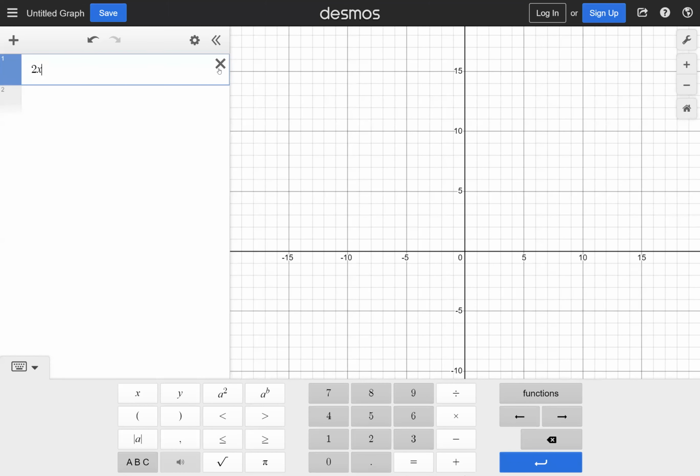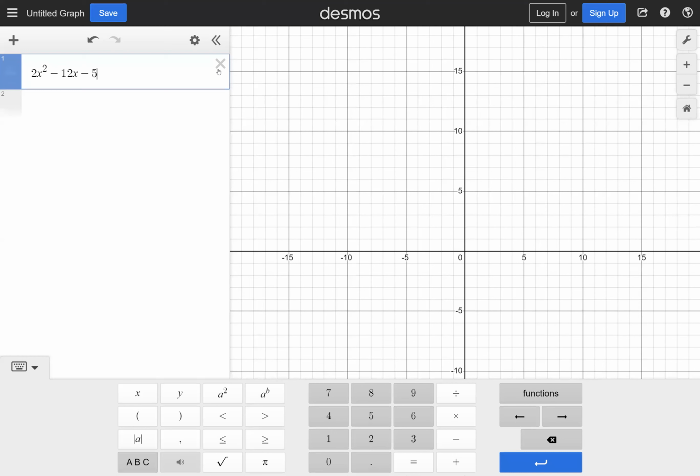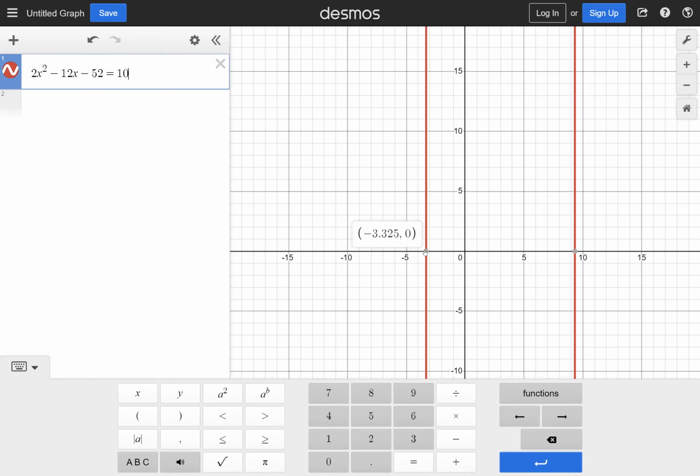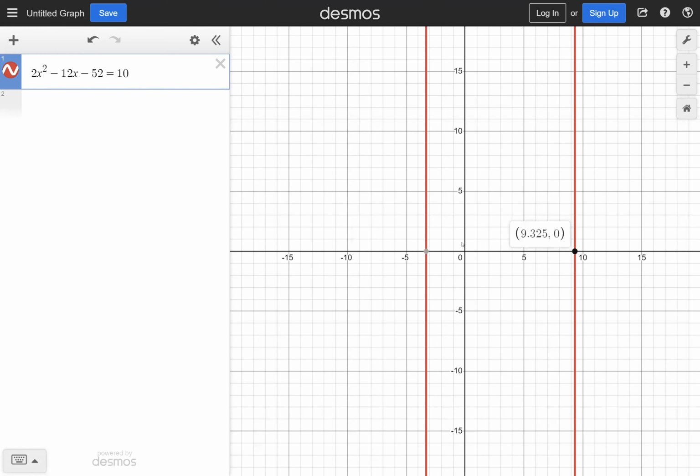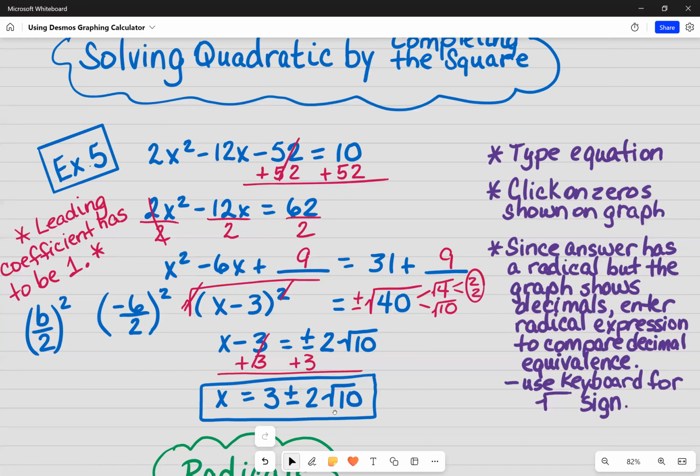So I'm typing in 2x squared. I'm going to have to flip back and forth. Minus 12x minus 52 is equal to 10. Was it minus 52? Yes. All right. So now I want to click on my actual roots or x-intercepts. Again, I see that this time it's a negative. It's decimals. I'm not going to try to do this as a fraction because I already know my answer is not in fraction form. It looks like this.